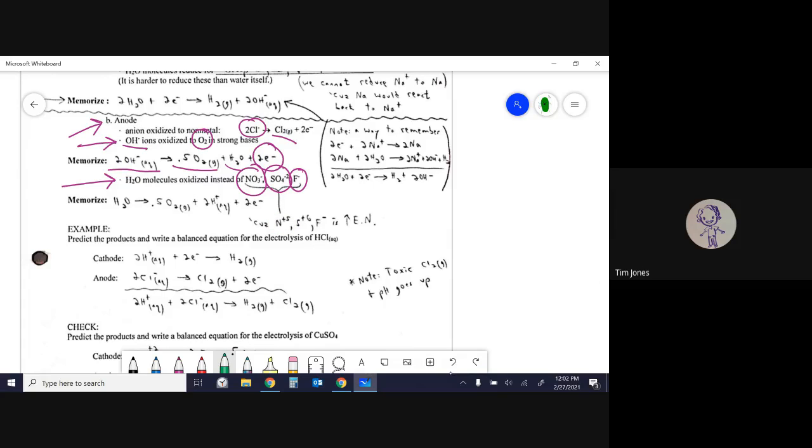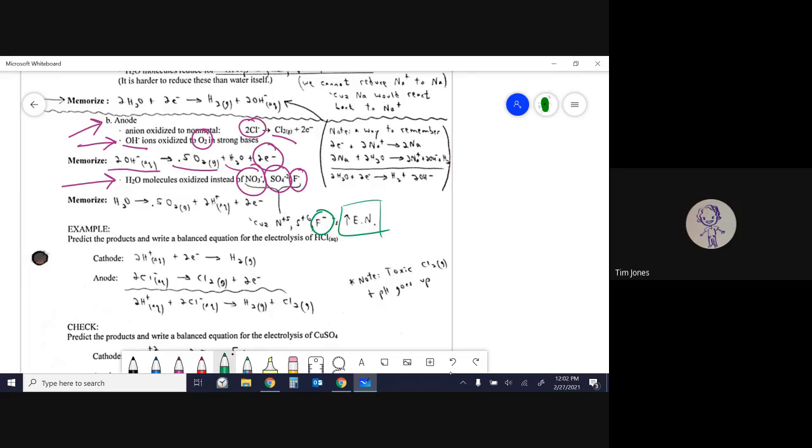Likewise, in sulfate, sulfur's +6. It's not going to lose more electrons. And even though F- is a negative ion, it's fluorine, which is known for being so electronegative. It is not going to let its electrons go easily. So in this case, even though it is a negative ion, it's not going to let it go. And so its high electronegativity will win out and water will lose electrons.